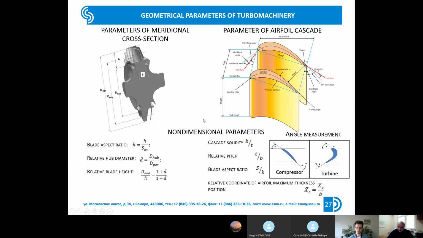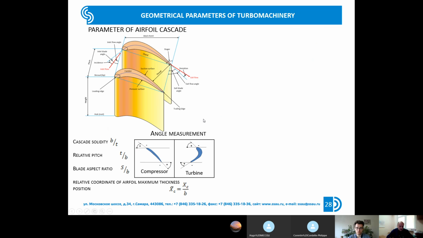So I will change the slide, so I free the space for the additional sketch. Okay, let's discuss step by step the most important definitions of the geometrical parameters of the airfoil and blade row.